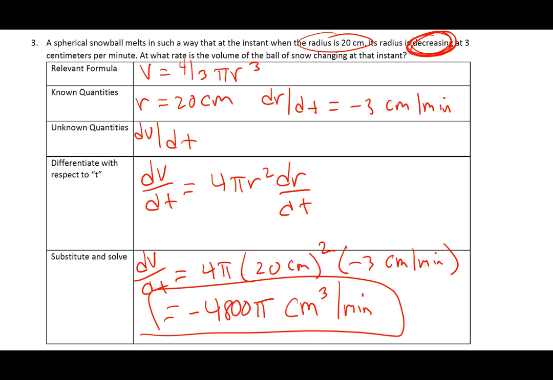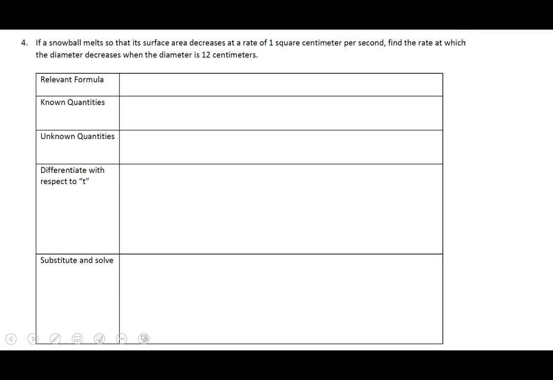And then we've got just one more here to spice things up a little bit. So again, you have a snowball that is melting. This time we're talking about its surface area that is decreasing at a rate of 1 square centimeter per second. Find the rate at which the diameter decreases when the diameter is exactly 12 centimeters. So we're introducing a little bit of a twist here, the fact that we're talking about a diameter.